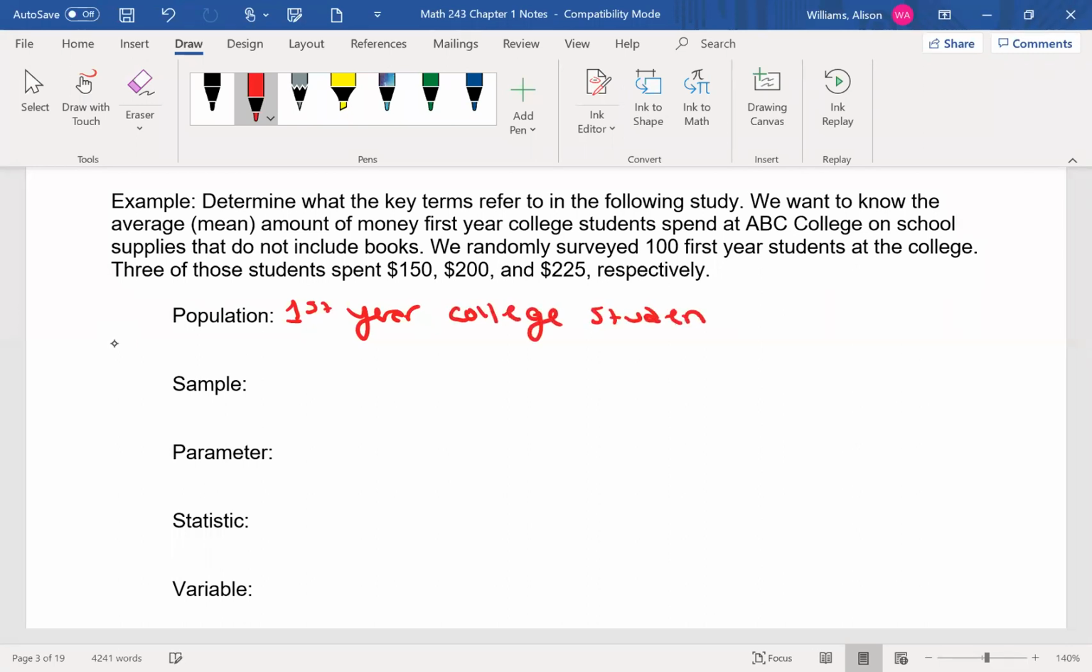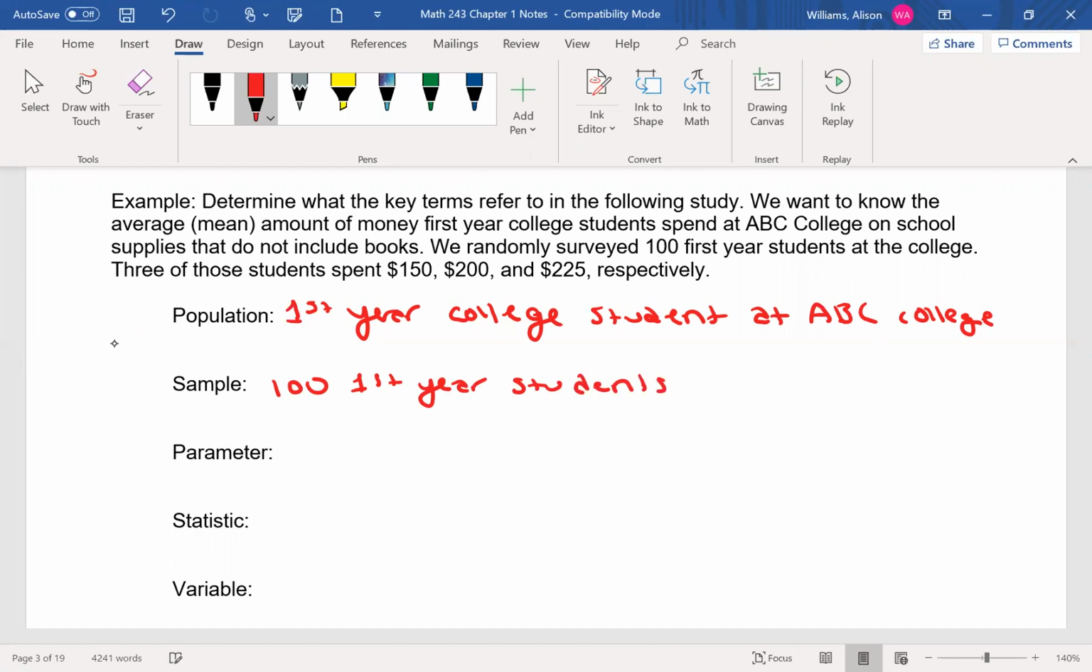At ABC College. And we'll be specific to the college they're referring to. Some colleges, like Harvard, might be different. All right. So in this case, the sample would be those 100 first years that they pulled. Helps if you spell students, right? There we go.